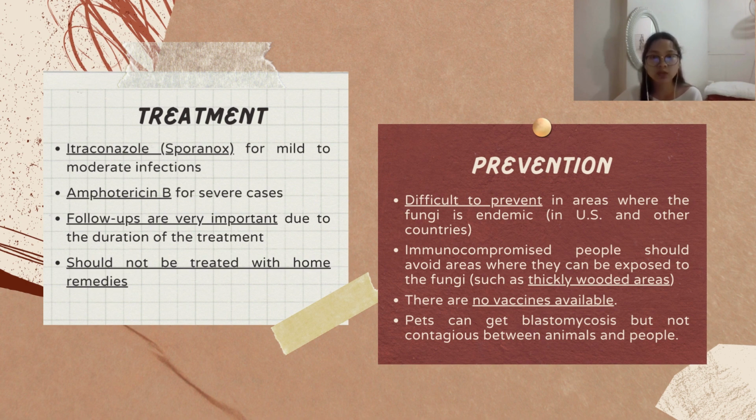This means that they must consider avoiding activities that involve disrupting soil in these places. And this is supported by the fact that there are no current vaccines available to protect individuals. Additionally, pets can get the disease and will manifest similar symptoms as humans. But it is good to take note that infections are not contagious between animals and humans.